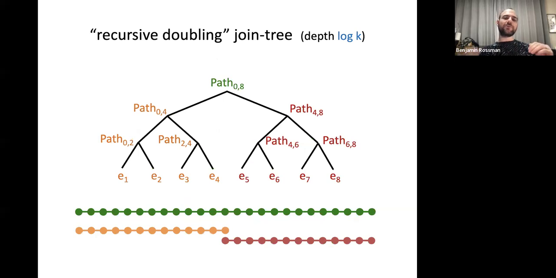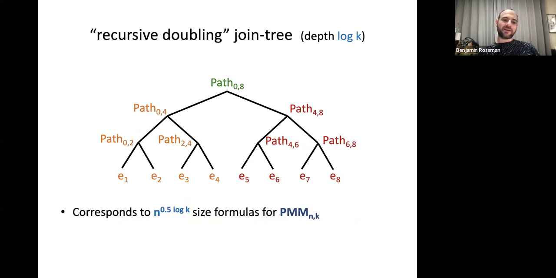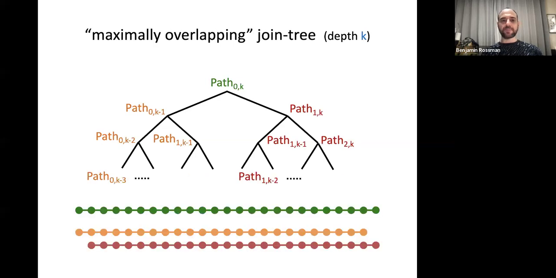So here's the recursive doubling join tree, which describes the behavior of these two algorithms we saw before. We get a path of length 8. We obtain it as a union of two paths of length 4, and those as unions of paths of length 2, all the way down. This has depth log k and corresponds to the n to the 1/2 log k size formulas for PMM_{n,k}.